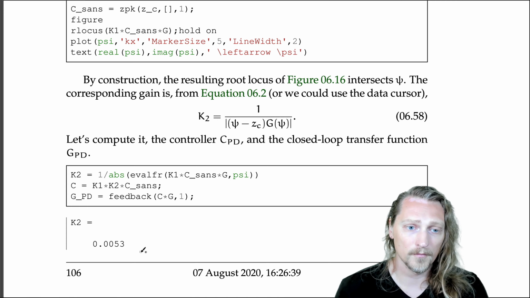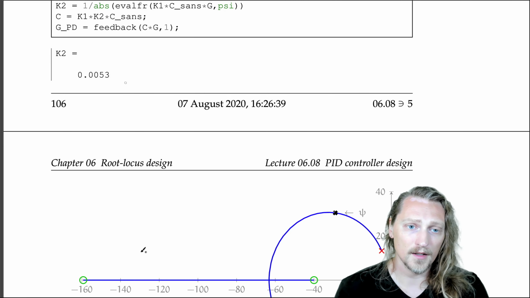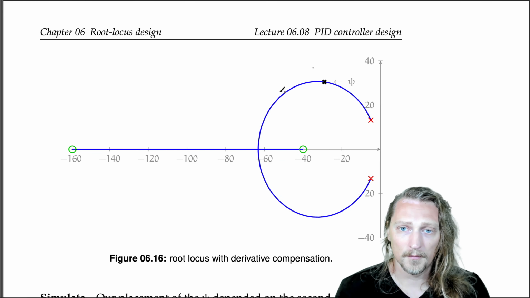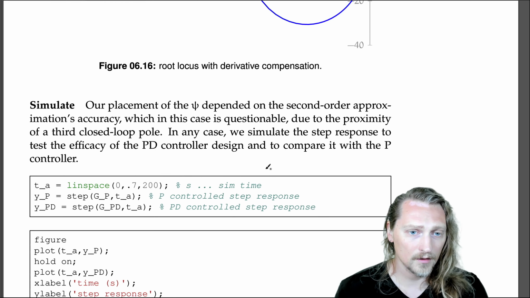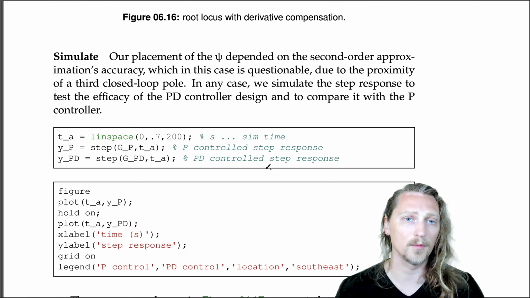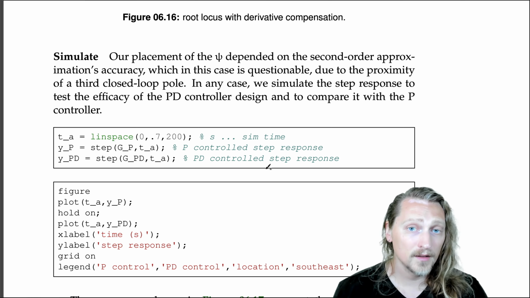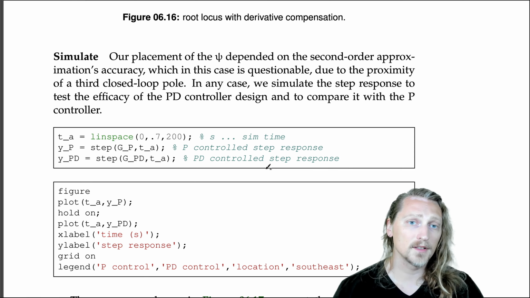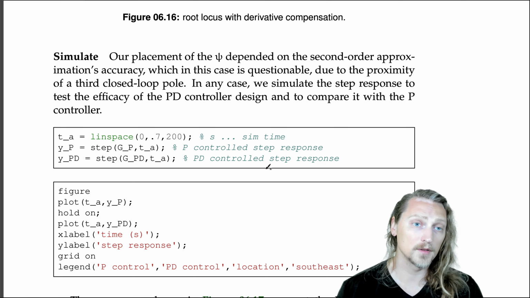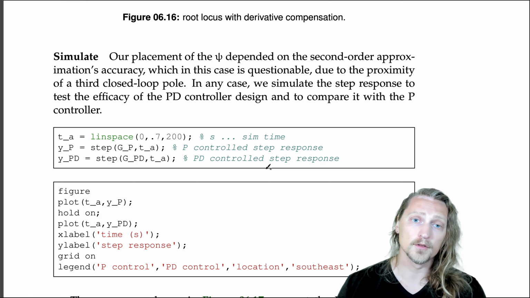Okay, so there's our K2. And we see that we're right on the design point with our root locus. So our placement of psi depended on the second order approximation's accuracy, which in this case is questionable due to the proximity of a third closed loop pole.